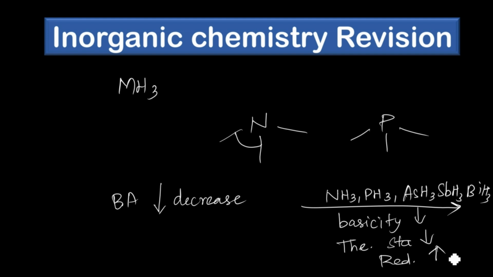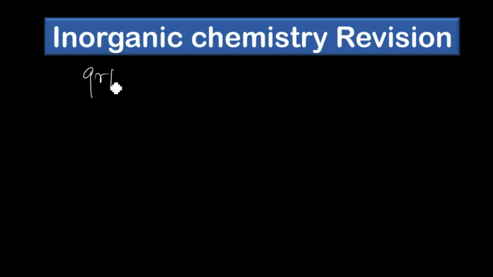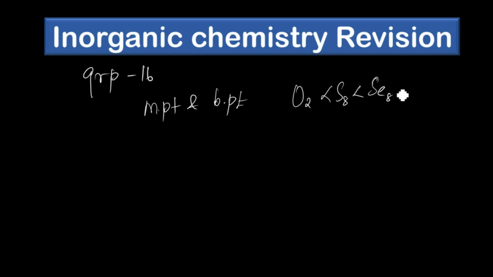Okay, then we are moving on to group 16 elements, where we have the oxygen family: oxygen, sulfur, selenium, tellurium, polonium. The melting and boiling point order will follow like O2, S8, Se8, then comes tellurium, then polonium. Okay, so for metallic and non-metallic character, polonium will be more metallic in nature.